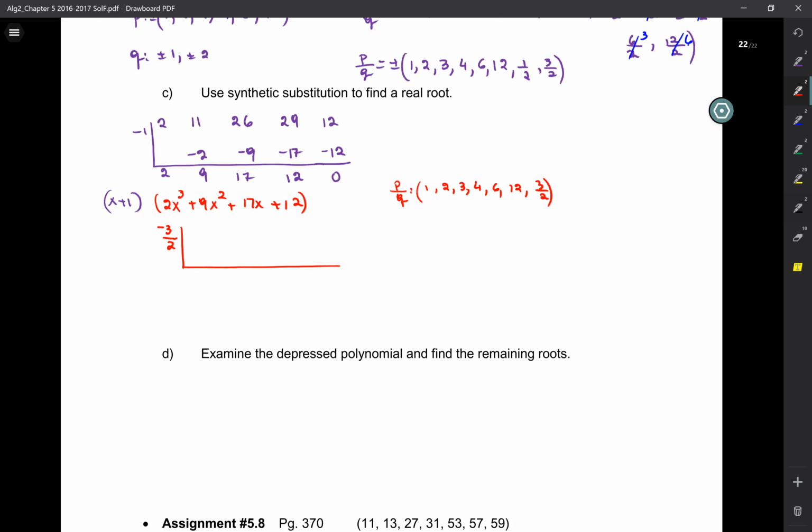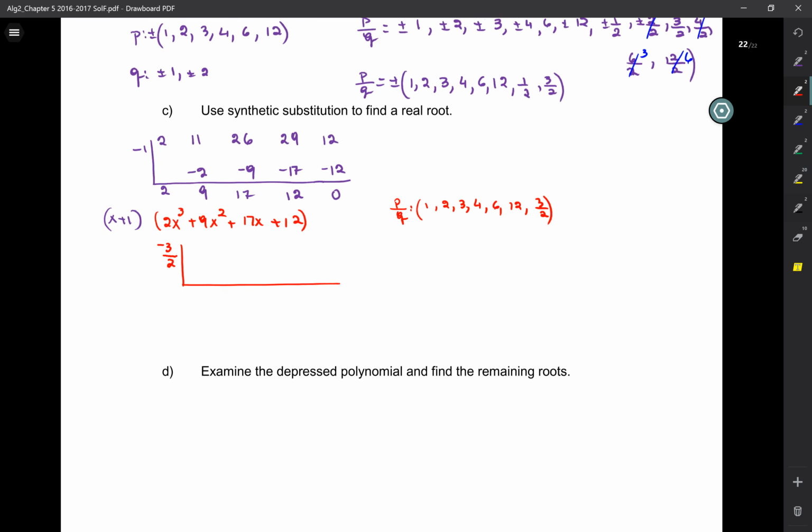Okay, so -3 over 2, okay? You have 2, 9, 17, and 12. 2 comes down. I have -3. 6. What do I get here? -9. What's 17 minus 9 these days? 8. And that gives me -12. Oh my goodness. Okay?